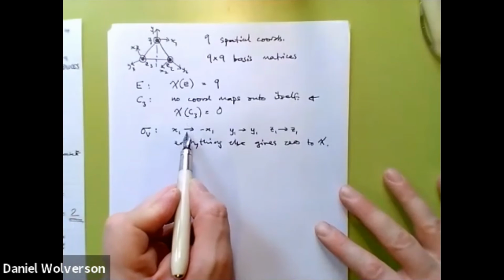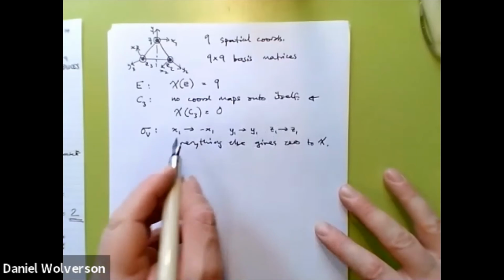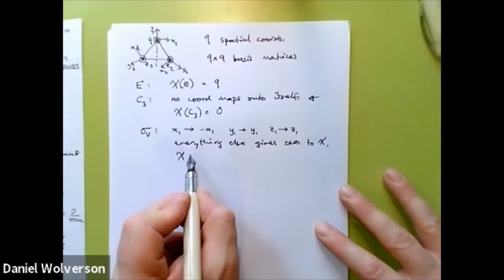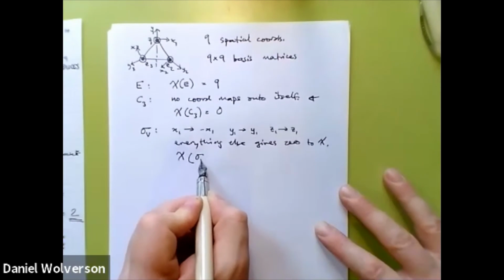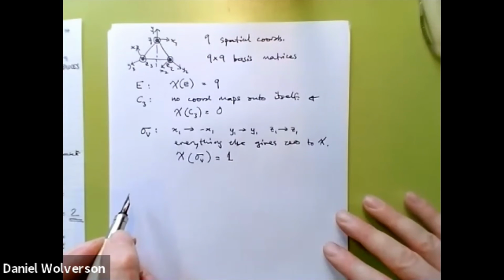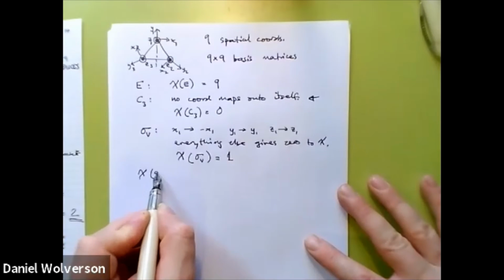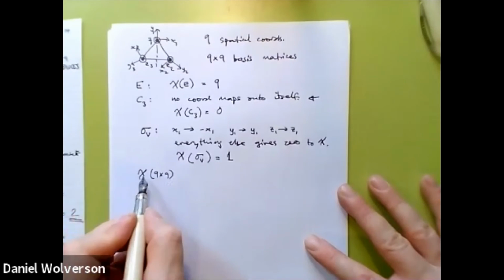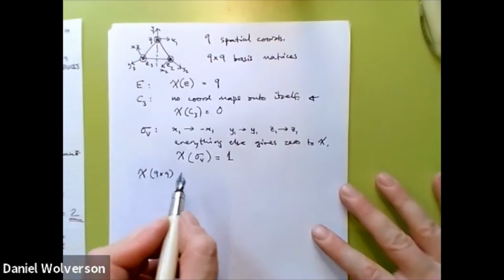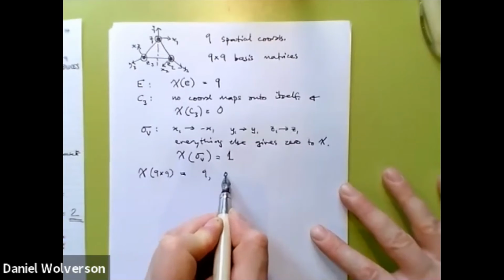So here we've got a -1. This guy maps onto minus itself. This guy maps onto itself. This guy maps onto itself. So our character for this reflection is 1. And so the characters for our 9 by 9 representation matrices, clearly they're going to be reducible, equal 9, 0, 1.